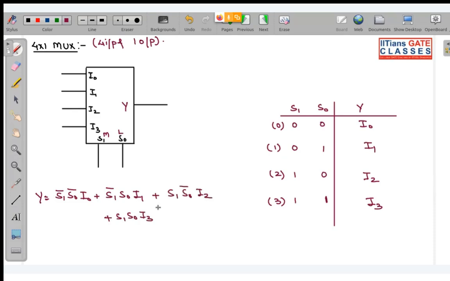Can we make the circuit diagram for this one, for a 4 cross 1 multiplexer? So it's okay, you can do it as your homework. It is not that difficult. It will be time consuming, so that is why I don't want to do it. You can do it yourself also. So this is your expression for the 4 cross 1 mux.